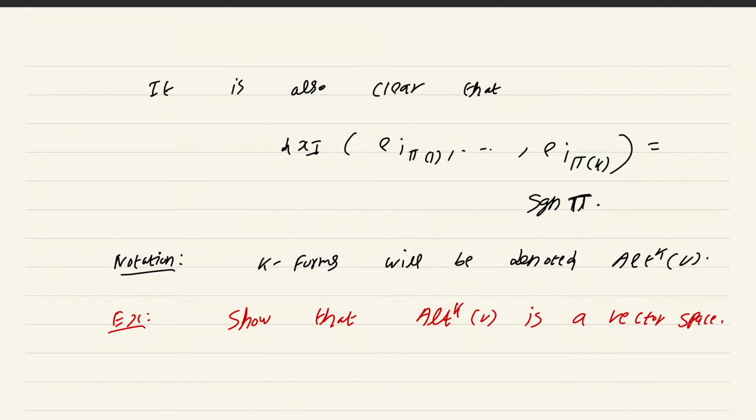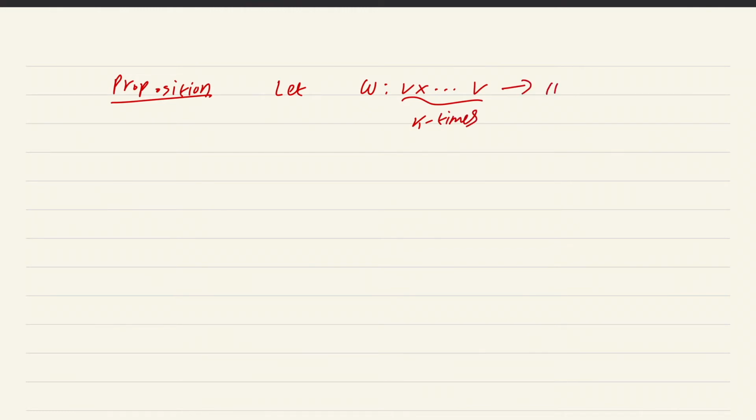Okay, now I'm going to end this video with a characterization of k-forms, especially the alternating condition. So this, let me call it a proposition. Let omega from V times dot dot dot times V, k times, to R be a k-tensor. Then the following are all equivalent.